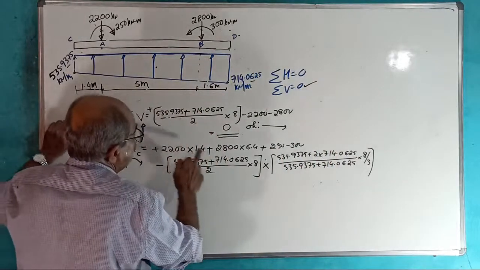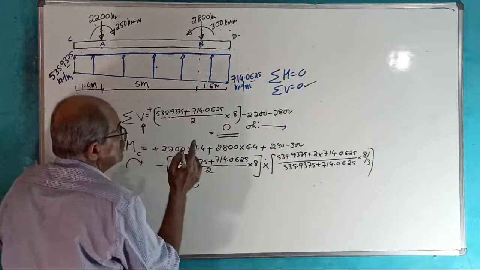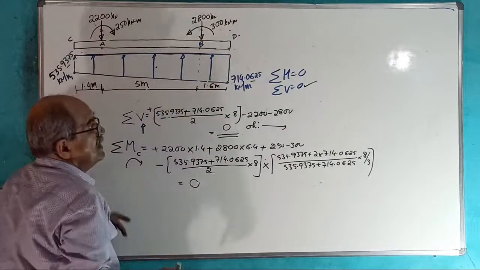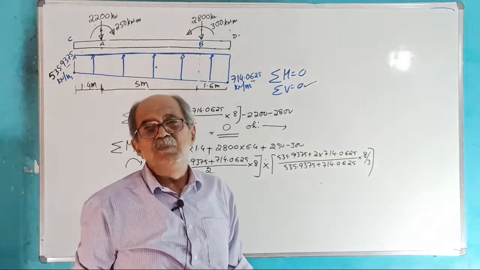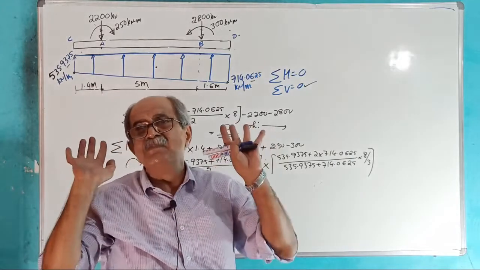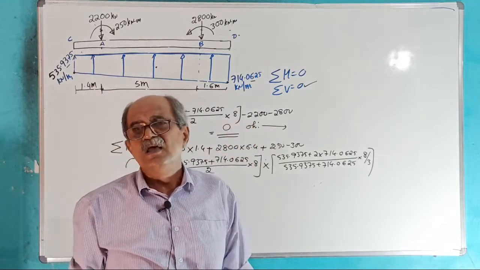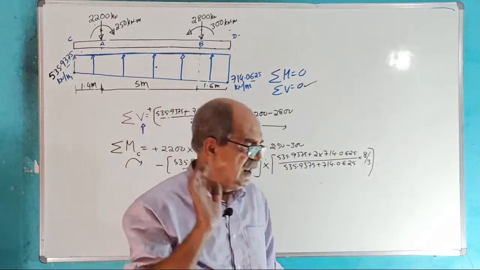Now, therefore, write 0. So this load system satisfies sigma V equals 0 and sigma M equals 0. Therefore, it is in equilibrium. Now you can go for SFD and BMD. Yes or no? Tell first.